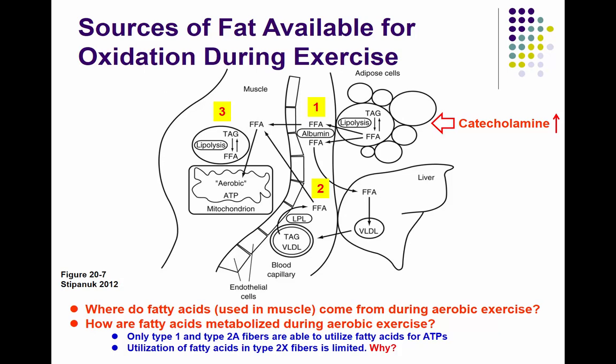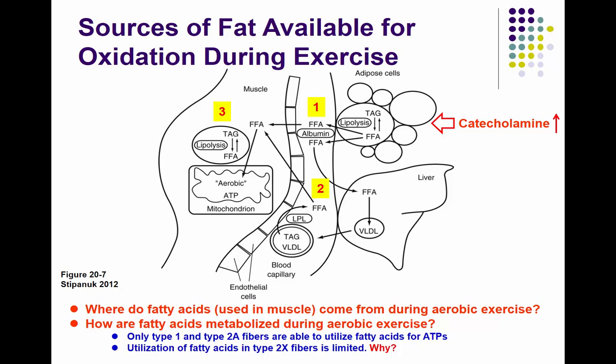All right. Now, these are the sources of fatty acids, right, for oxidation during exercise. And similarly, there are two questions that you want to ask: where do the fatty acids used in muscle come from during aerobic exercise, and how are fatty acids metabolized during aerobic exercise, right? So first, during exercise, an important thing that happens is that catecholamine levels actually increase.